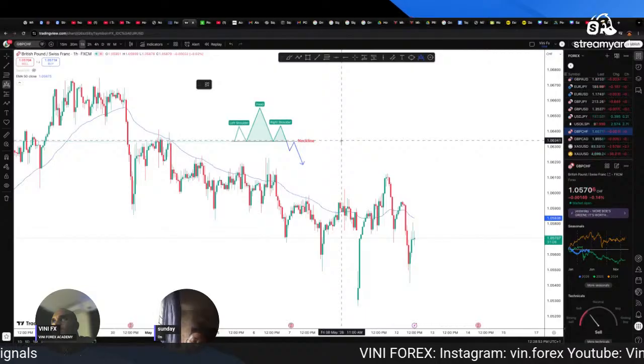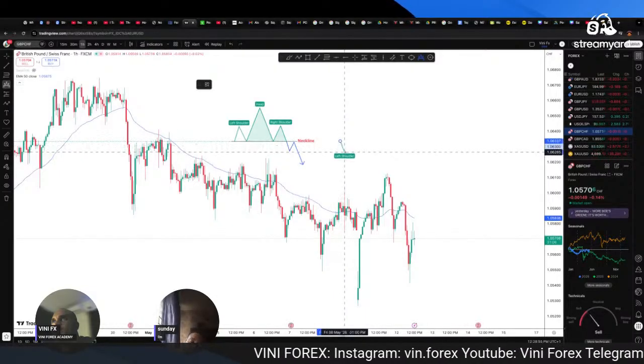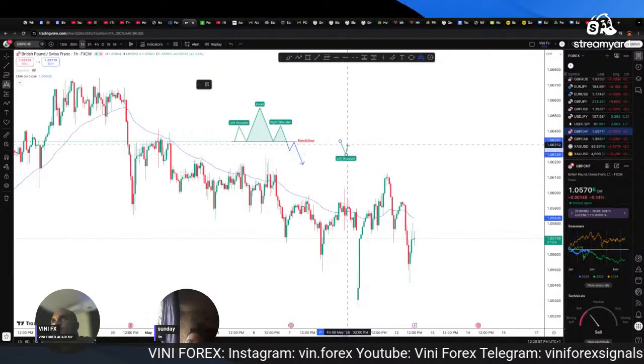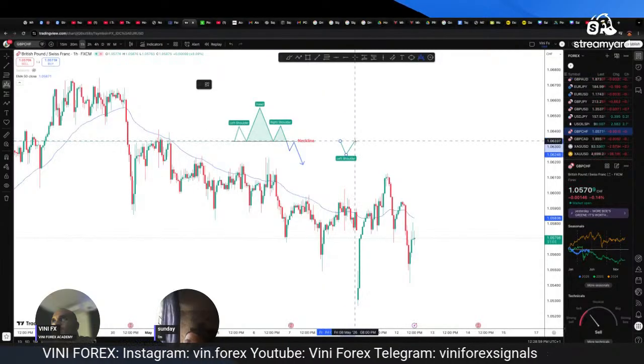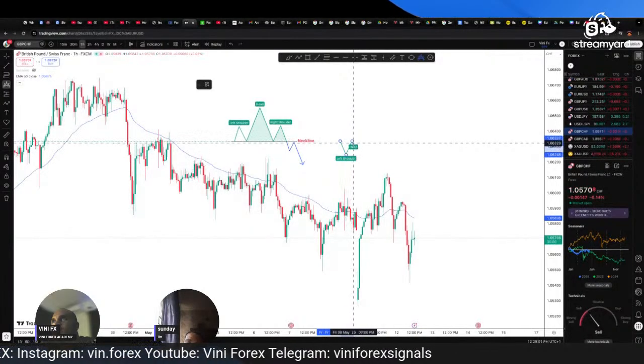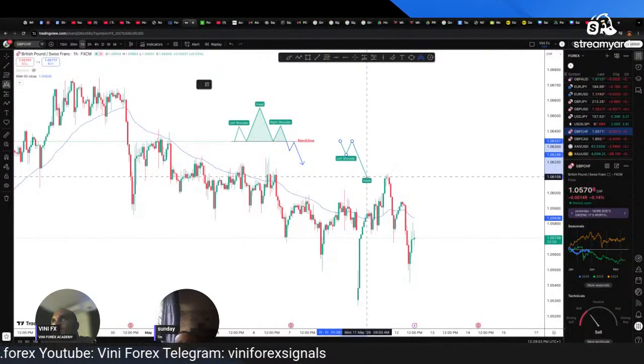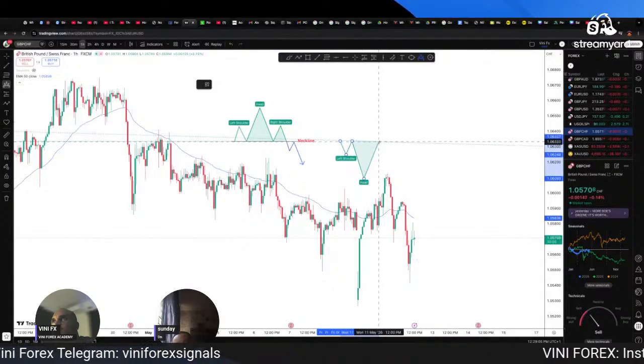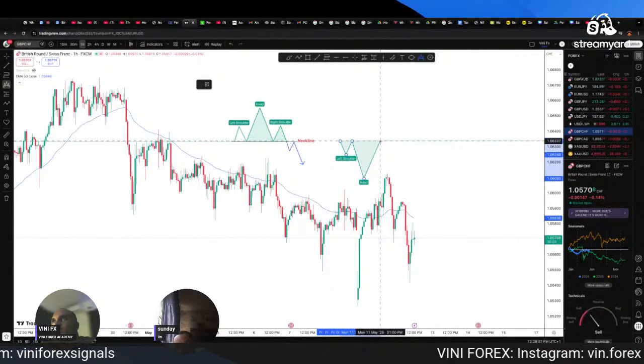So here is another example, what we call the inverse head and shoulder. This is the inverse head and shoulder. This is the left shoulder. Are you seeing it? Yes, sir. This is the inverse head and shoulder.